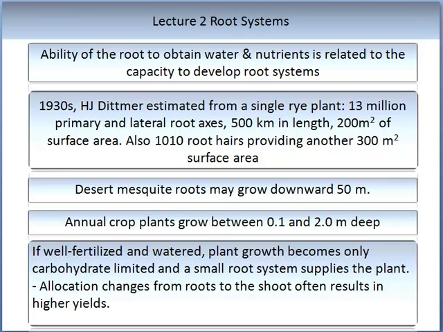An annual crop plant will typically grow between 0.1 and 2 metres deep. If your crop plant is well fertilised and watered, the plant growth becomes only carbohydrate limited, and a small root system supplies the plant. Allocation changes will occur. That is, storage from roots to the shoot will result, and this will lead to higher yields.